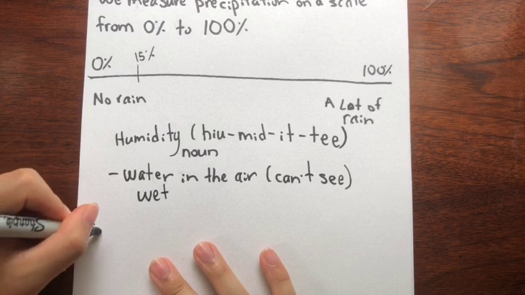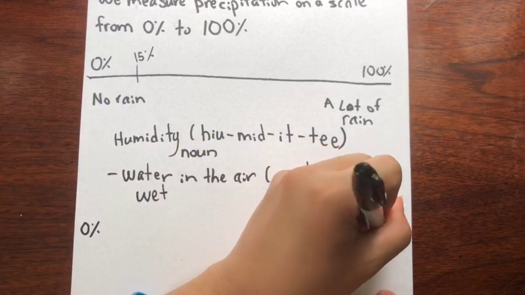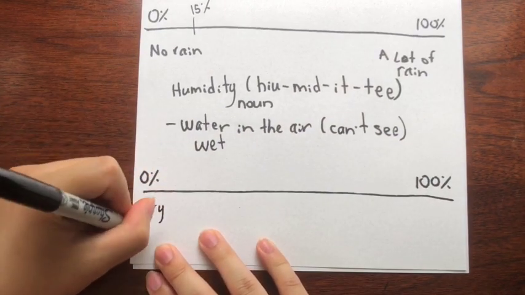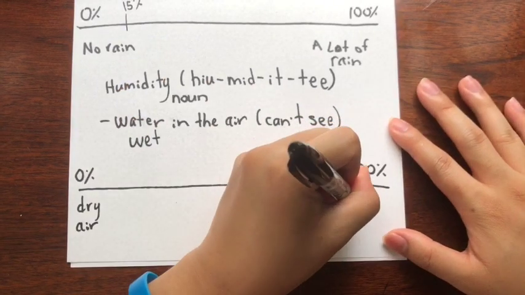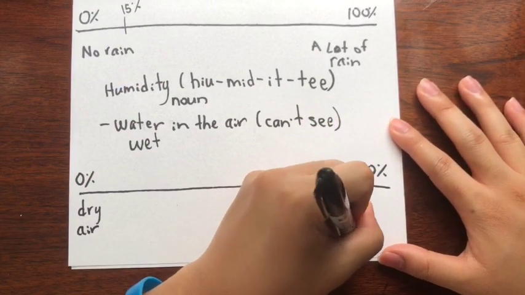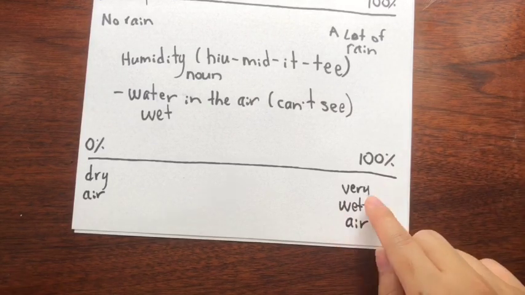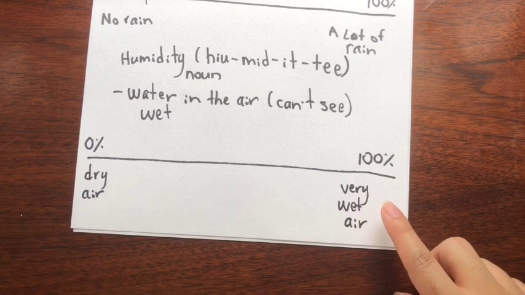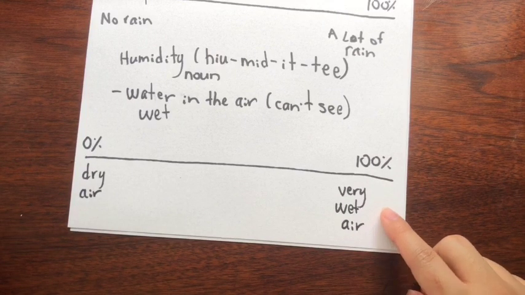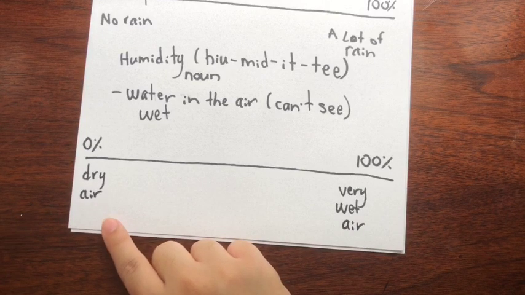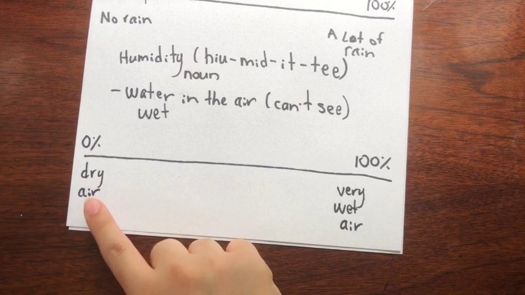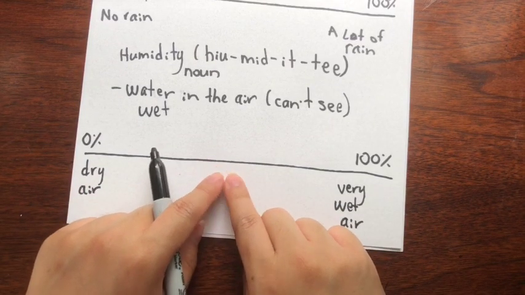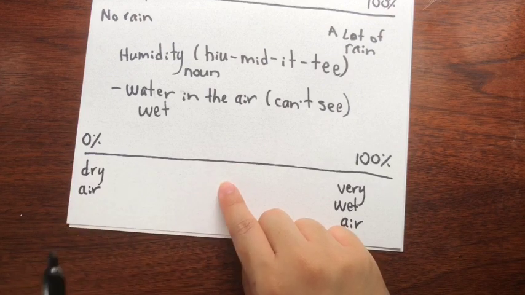We also measure humidity on a scale of 0 to 100, where this is dry air, and this is very wet air. So think of the weather in Miami. It's always wet, it's very rainy. In the air, there's a lot of water. But if you go to Arizona, if you go to the desert, there's no water in the air. It's very dry. We like to be somewhere in the middle. In the middle is comfortable.